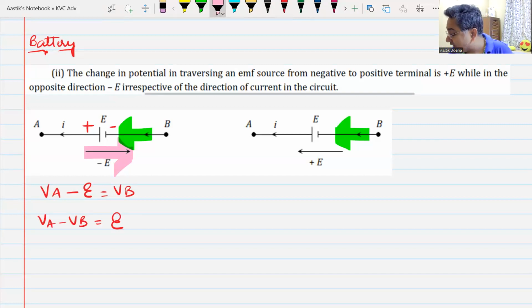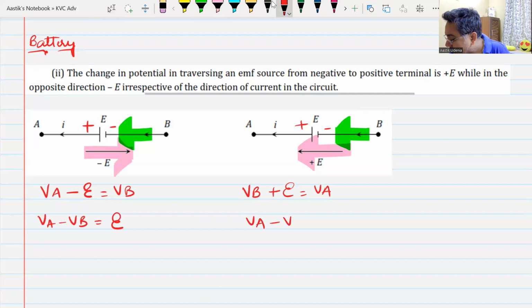If by chance I move from B to A, from where to where am I moving? I'm moving from the negative terminal to the positive terminal. Yes or no? Yes, sir. If I move from the negative terminal to the positive terminal, will the potential rise or drop? Potential rises, sir. So if I move from B to A, the equation will look like this: VB plus E is equal to VA. No matter from where to where I move, if I understand whether it is a rise or a drop, the equation remains same.